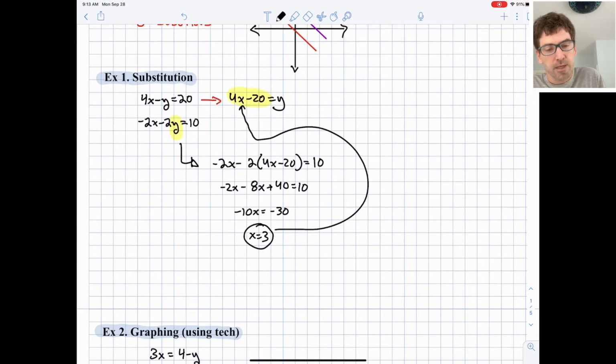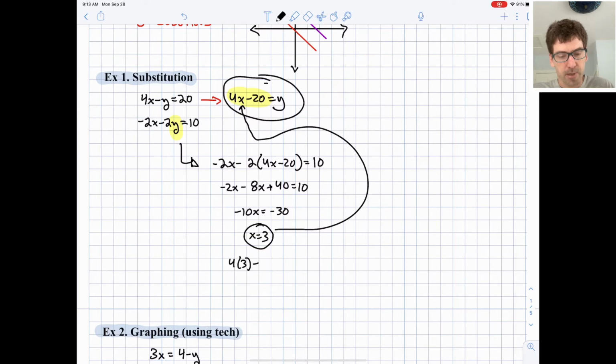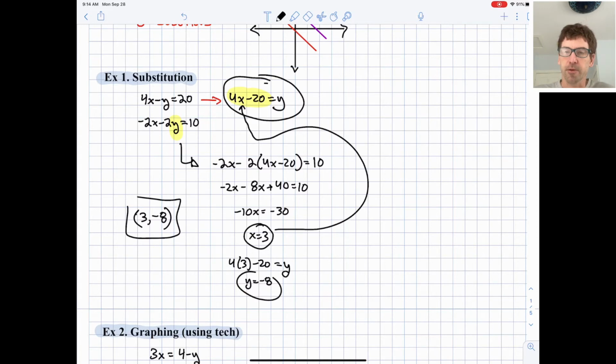We really can plug it into any equation that has an x and a y, but the equation that I'm circling right here is the easiest one, simply because it has y isolated. So we have 4 times 3 minus 20 is equal to y, and it looks like y is going to equal negative 8. All right, so that would be our solution here. x is 3, y is negative 8, would be our ordered pair, our point that is valid for both equations.